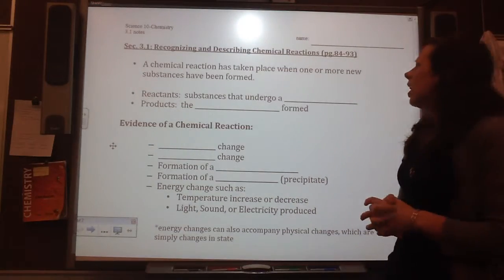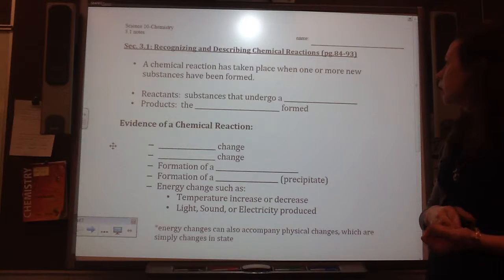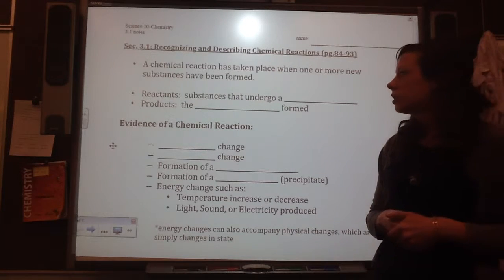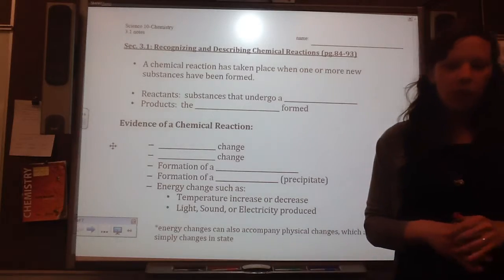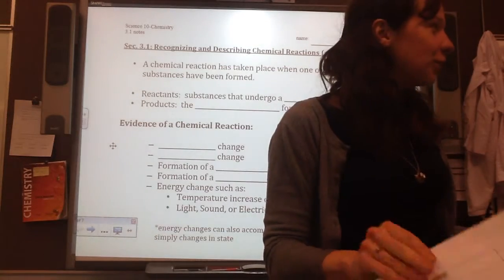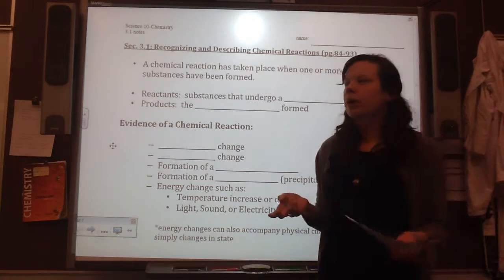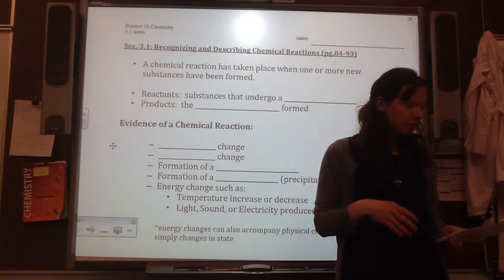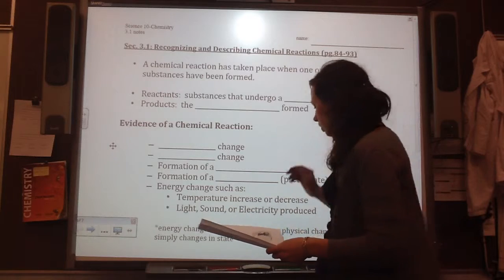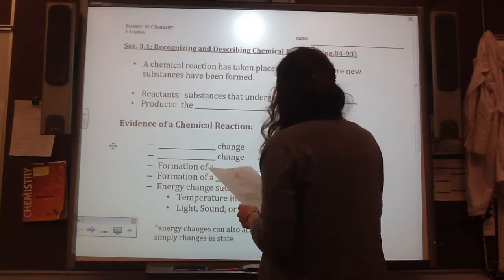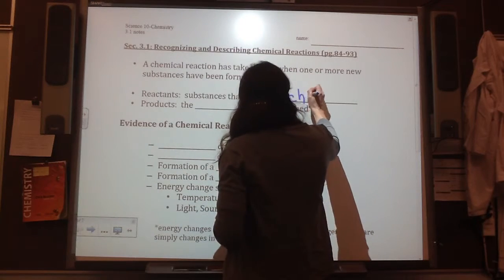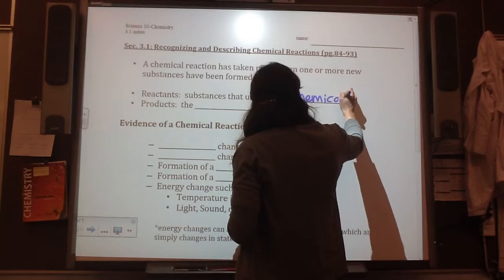So a chemical reaction has taken place when one or more new substances have been formed. Now when we talk about chemical reactions, we have two different terms to describe the beginning and the end. One is a reactant, so these are substances that undergo a chemical change.